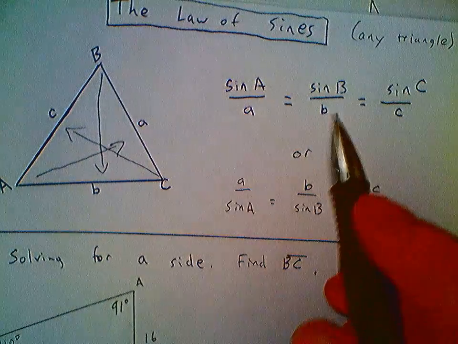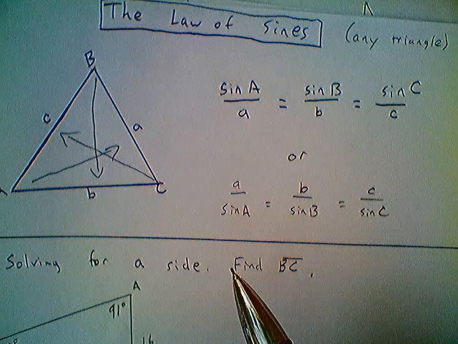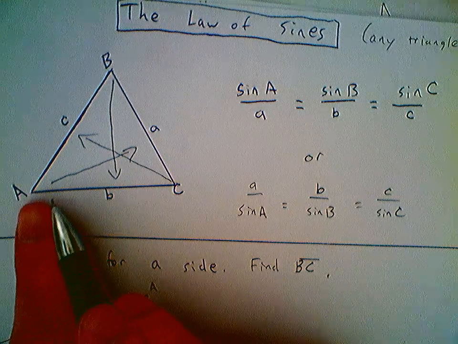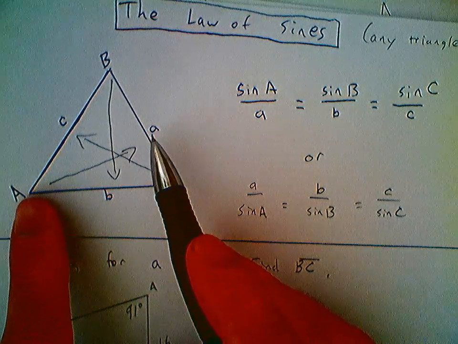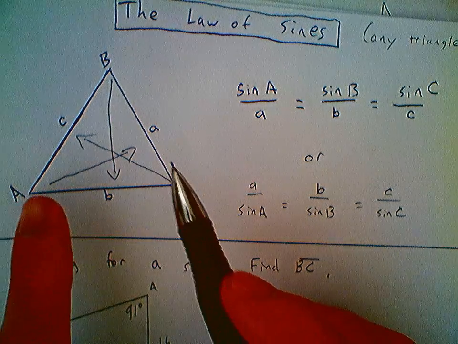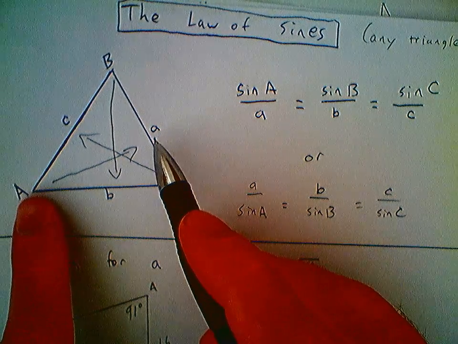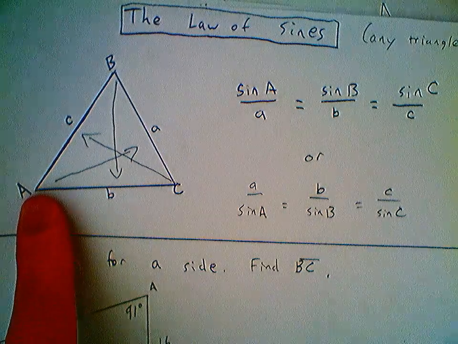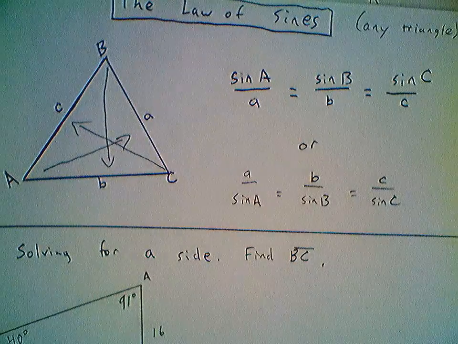So, two things to keep in mind. This is going to be true for any triangle. Next thing to keep in mind is that the angle and the side across from it, those stay together. The letters and whatnot may be different, but just remember that the angle and the side across from it stay together. Alright, let's look at a few examples before you start working some of these on your own.